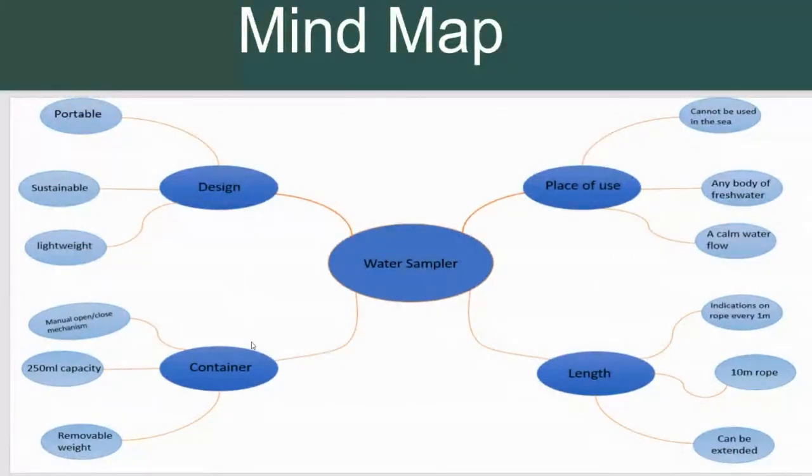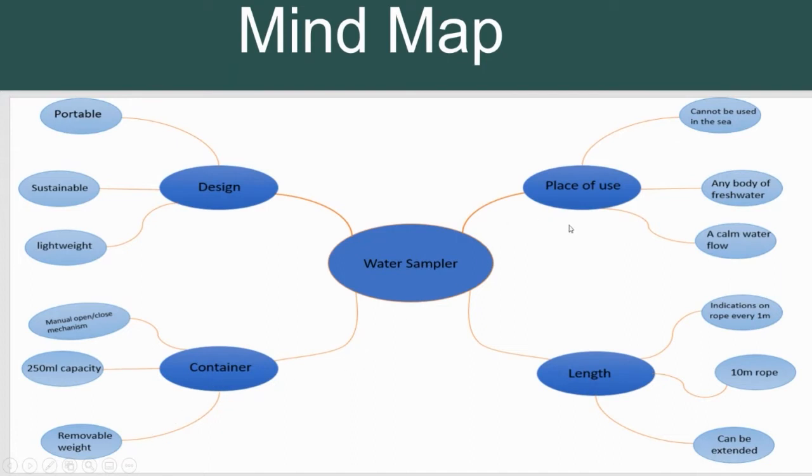Here's our mind map. Having a mind map in place is very beneficial for our group project, as it gives us directions to get each task done very efficiently within the time frames. We split our mind map into 4 main areas. We want our design to be portable, sustainable, and lightweight. And the container, make sure that it will be operated manually through open and closed mechanisms that can hold up to 250 millimeters in capacity and removable weight.